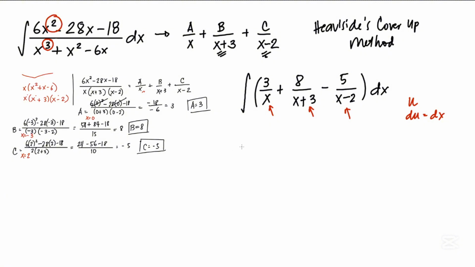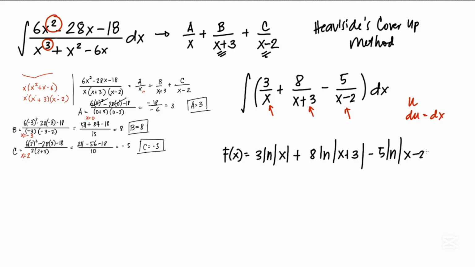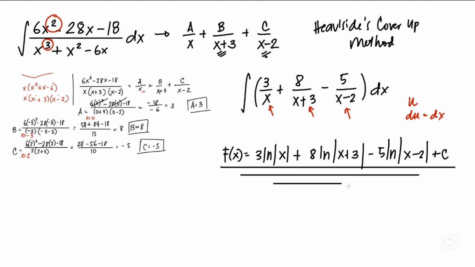Okay. So, that means, the integral for this very long partial fraction here is simply 3 ln x plus 8 ln x plus 3 minus 5 ln x minus 2 plus c. Alright. Diba? Nakahapos lang. Okay. Let's try another example.